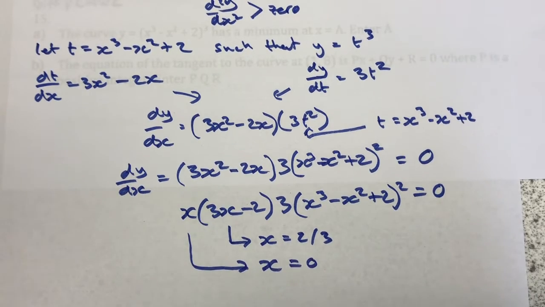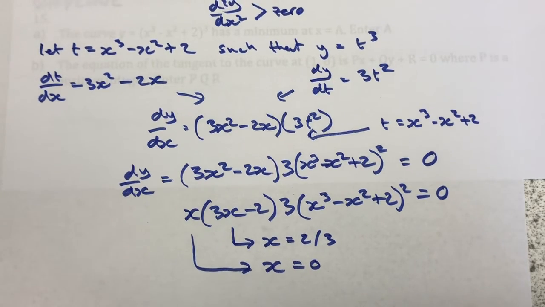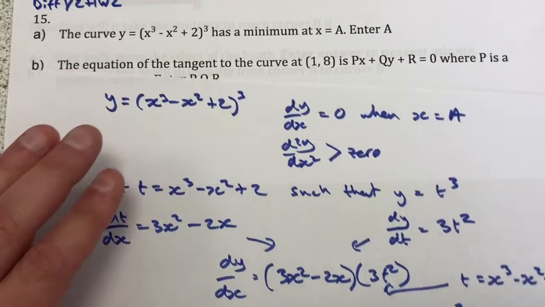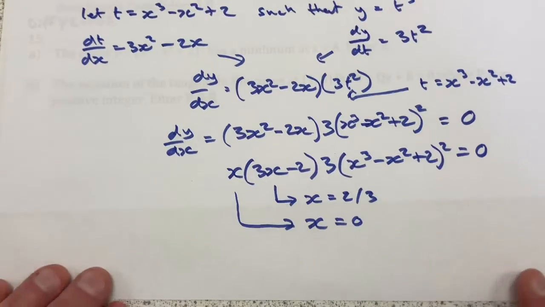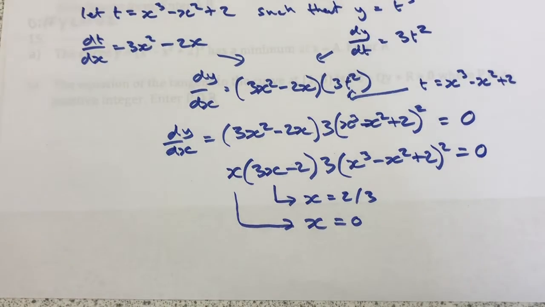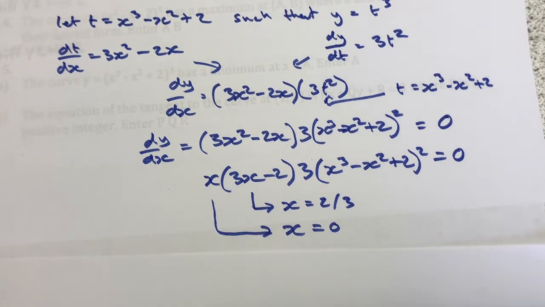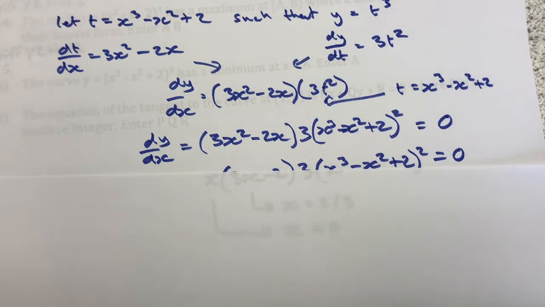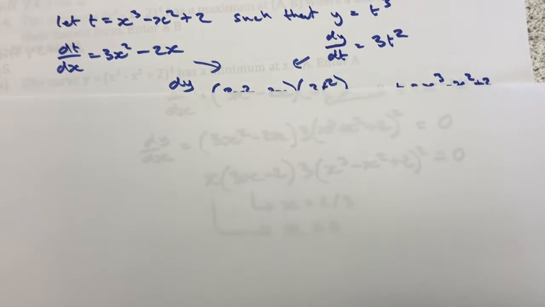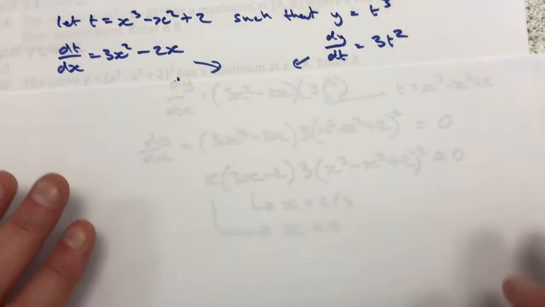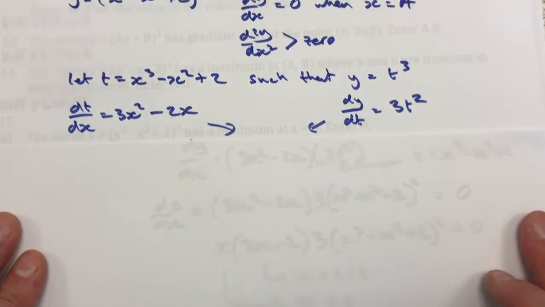But which of these is going to be our, I forget what we're looking for now, let's read the question, has a minimum. So which of these values is hopefully going to produce for us a positive second derivative number, which would show that we have a minimum. So I've got a fresh piece of paper. I'm going to slide all the way up to this point here. Bring this down. There we go.